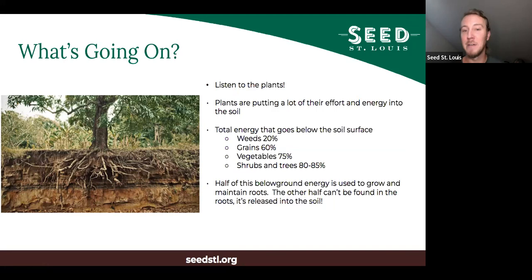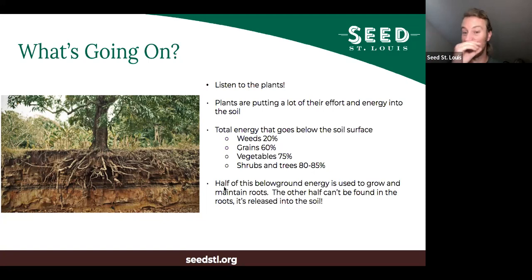Plants are putting a lot of effort and energy below the soil surface. This shows how much of the total photosynthetic energy, all the light that's hitting the plant, goes where. The sugars, amino acids, complex carbohydrates, fats and lipids they produce in their leaves are not all staying in the leaves. They're going to produce branches, new leaves, the stem, the trunk, the roots. But a lot of it, look at some of these numbers, is going below ground, not above ground.